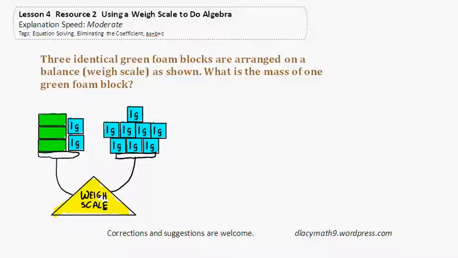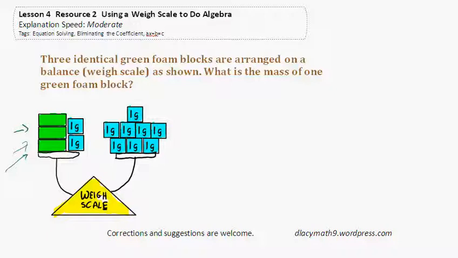Lesson 4, Resource 2, using a weight scale to do algebra. Well, here's a little problem. 3 identical green foam blocks are arranged on a scale, on a balance, same thing. What is the mass of one of these blocks? Not all 3, but just one. Please try to solve this any way that you can.